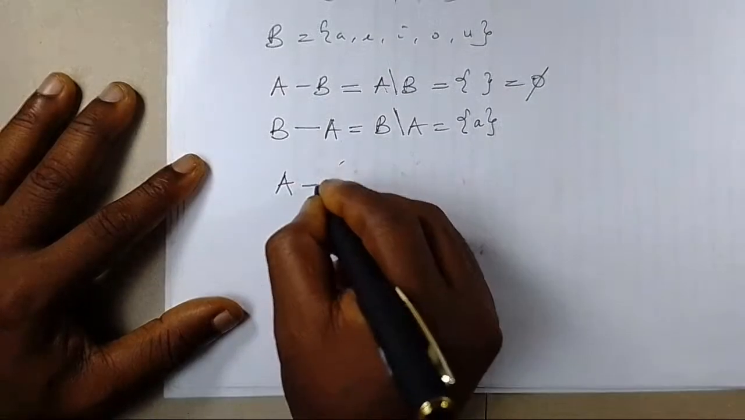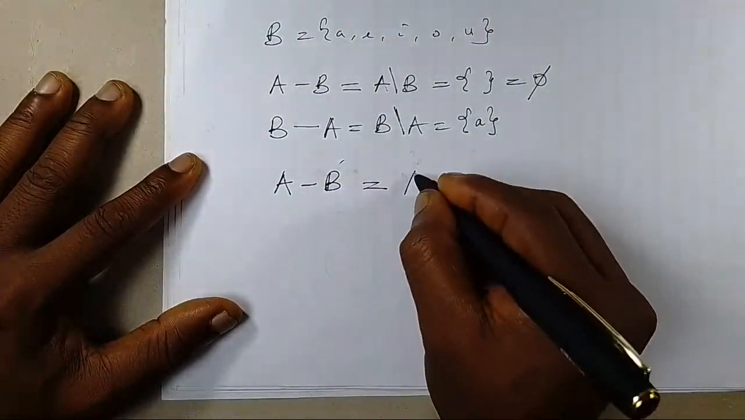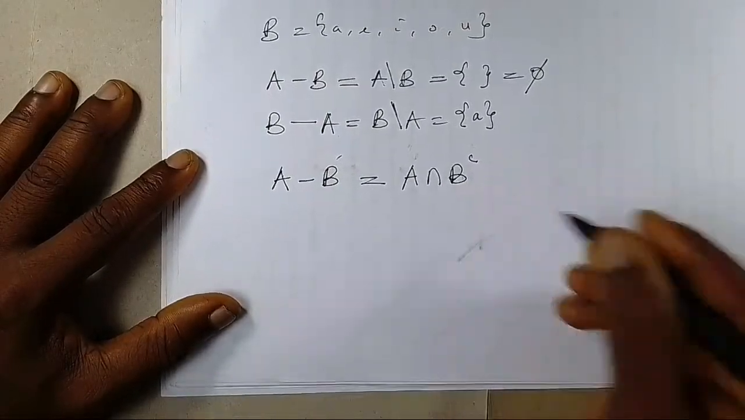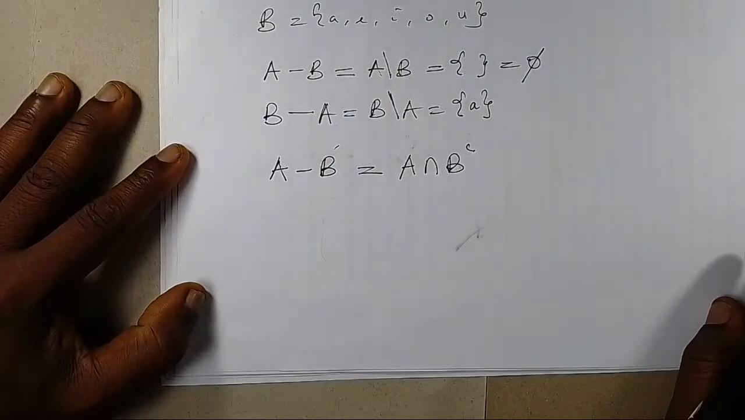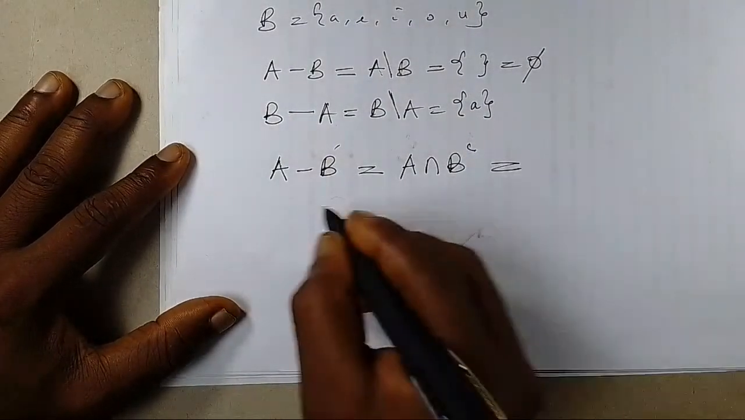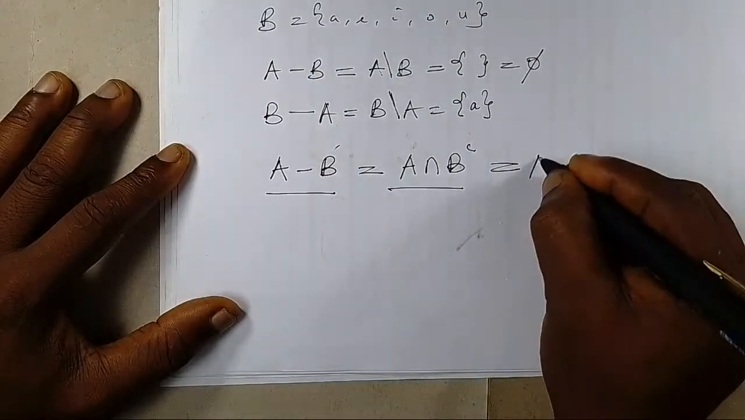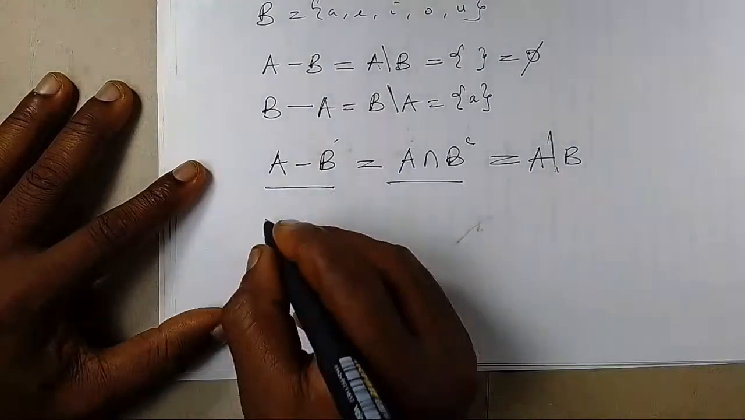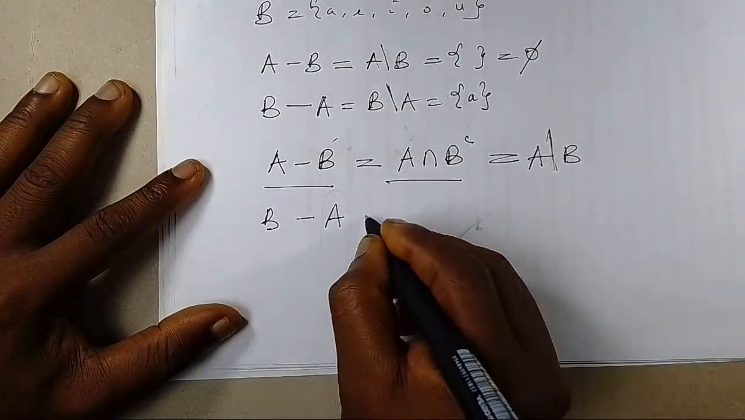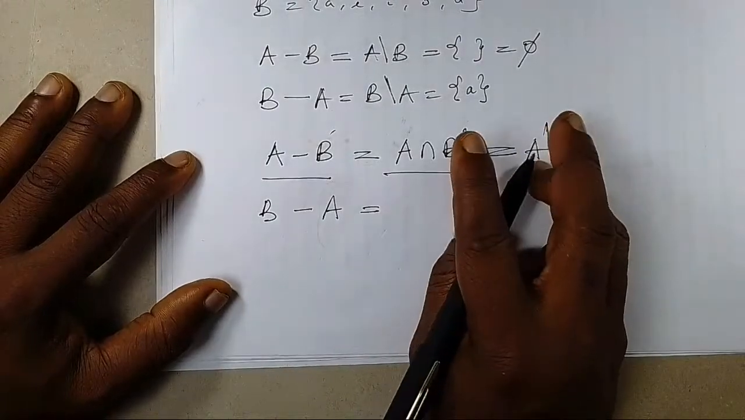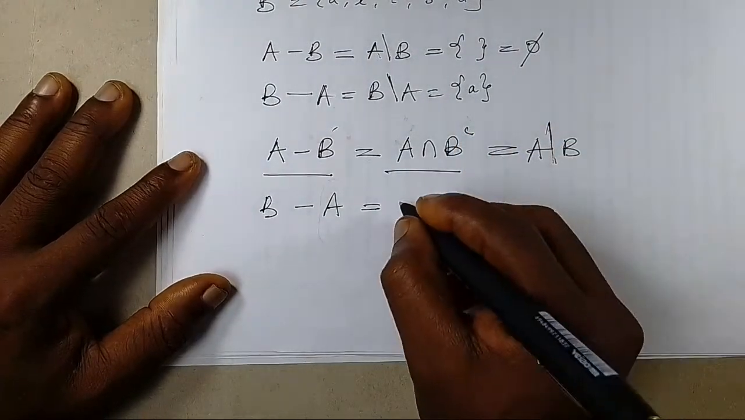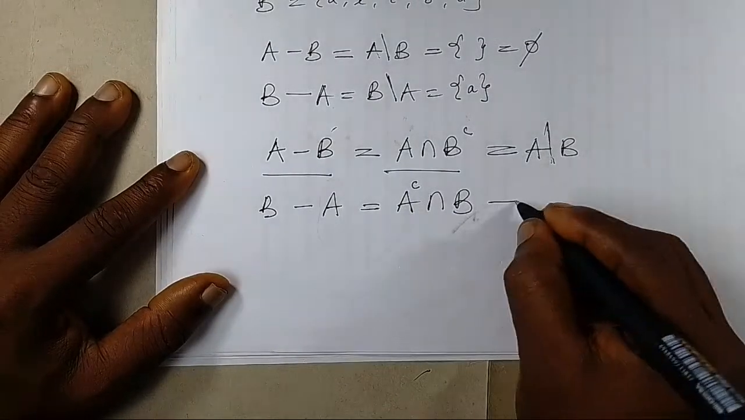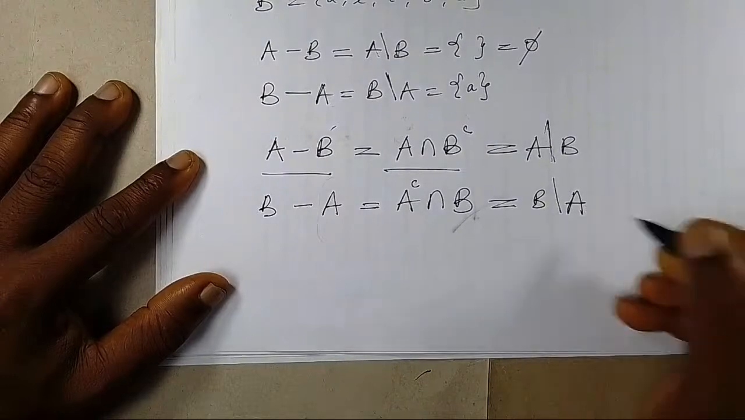So A minus B can be written as A intersection B complement. This is another way of writing A minus B. If you don't want to write it as this or this or this, any one you choose to write represents A minus B. Similarly, B minus A, which is the set that contains only elements found in B in relation to A, will be A intersection B, but in this case, A will carry the complement. So this is the same as B minus A.